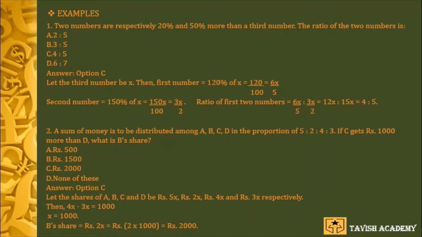Now, let the shares of A, B, C and D be rupees 5x, rupees 2x, rupees 4x and rupees 3x respectively. Now, what we will do is C's share, that is 4x, minus D's share, that is 3x. Therefore, 4x minus 3x is equal to 1000. Now, x is equal to 1000. Now, B's share is equal to 2x. Therefore, 2 into 1000 is equal to 2000.